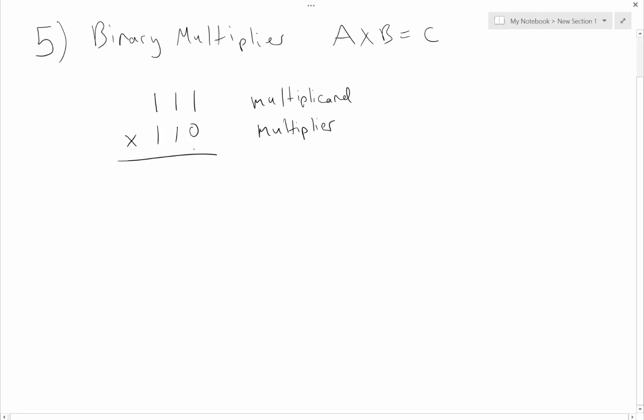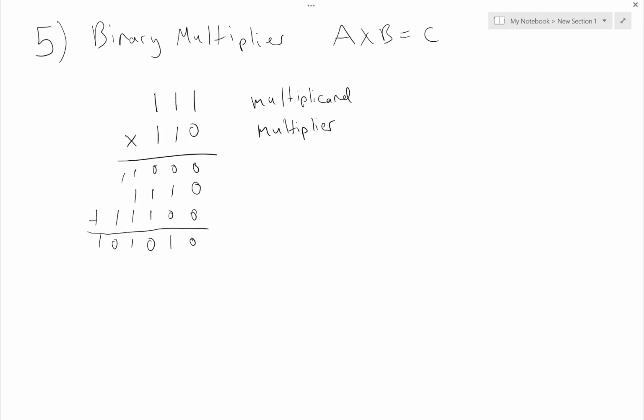So 0 times 1, 1, 1, I get 0, 0, 0. Put in a 0 in that first position. Now I have 1 in the second bit position, so I have 1, 1, 1. Then I have 2 zeros, and then the most significant bit's a 1, so again I have 1, 1, 1. And then I'll add up all these partial results to get 1, 0, 1, 0, 1, 0.